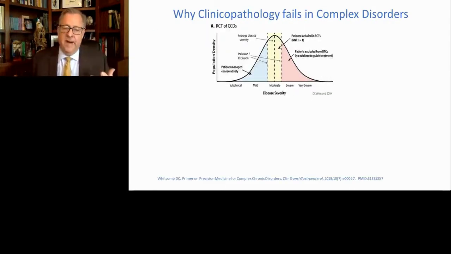Now, the reason that we're having a problem is that we're taught as physicians to use the gold standard, which is the randomized controlled trial for a complex chronic disease.